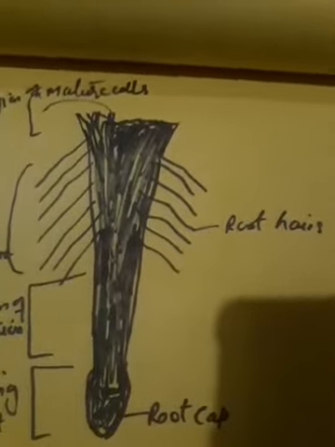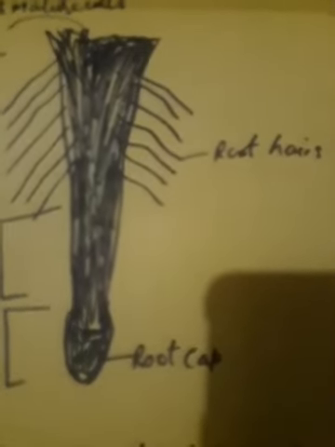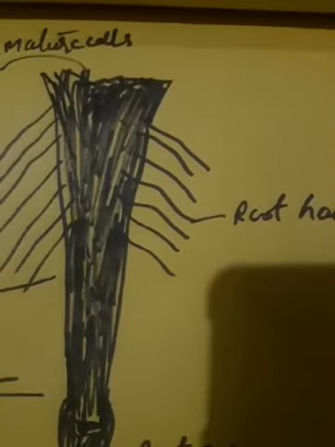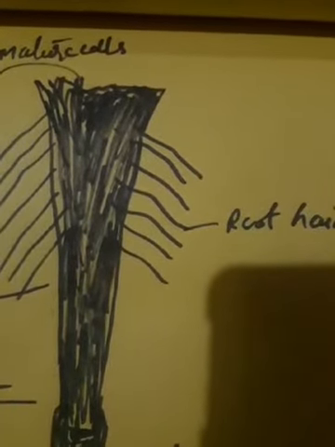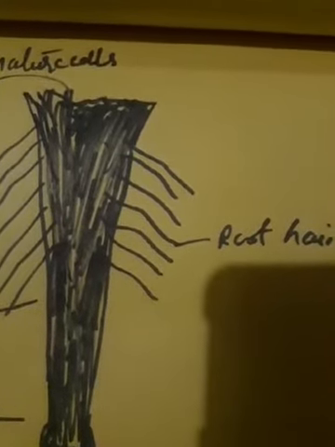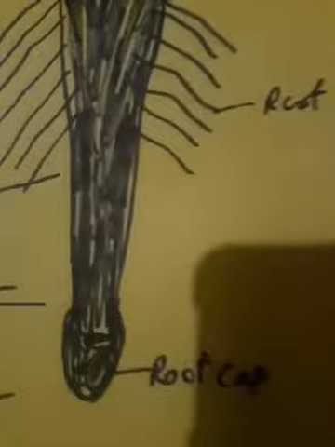This was found out by Darwin in 1880. The root cap also functions in the production of the root meristems. Its other function is to protect the root meristems from the friction of the soil particles.